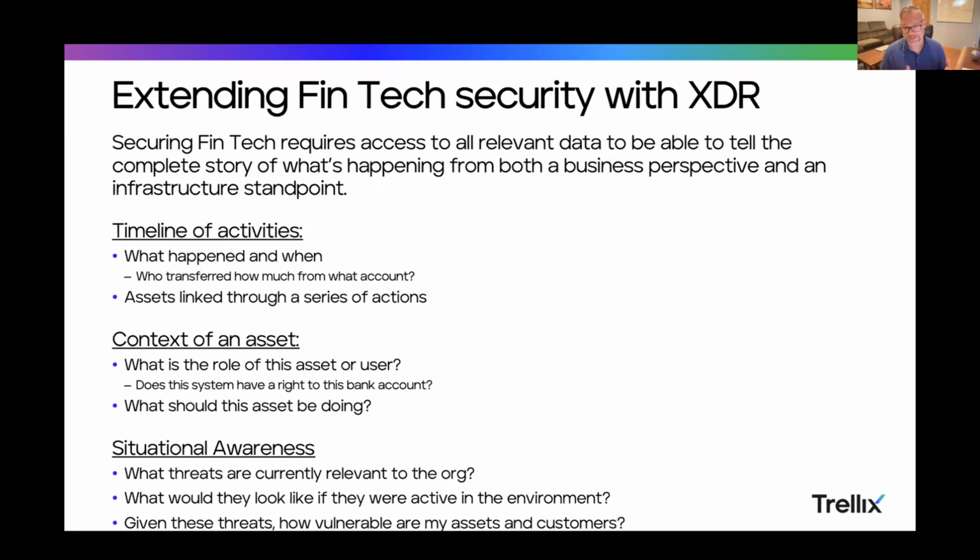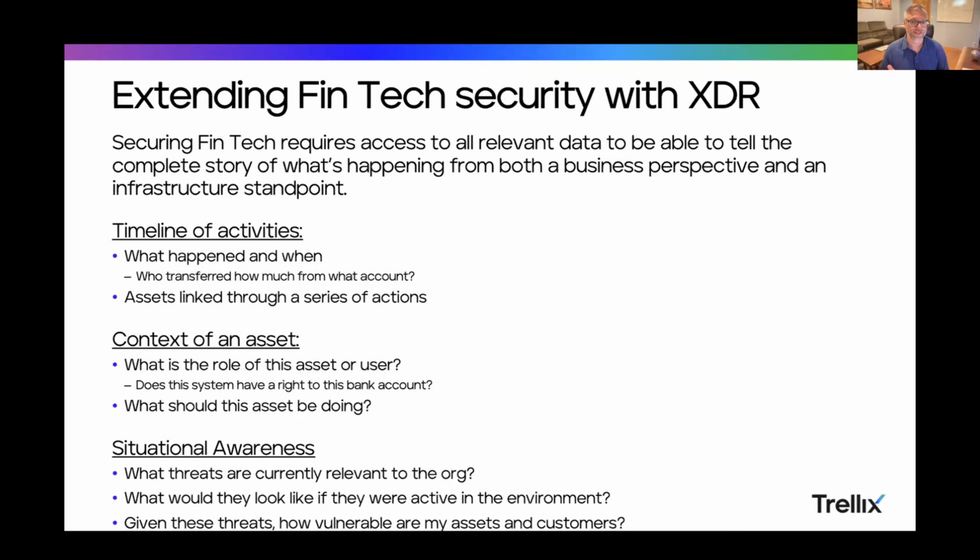So expecting what type of actor is going after you. What would it look like if they were active in the environment? We call these threat models, as in, if that were occurring, what would we expect to see? And are we currently seeing it? And then given these threats, how vulnerable are my assets and my customers?